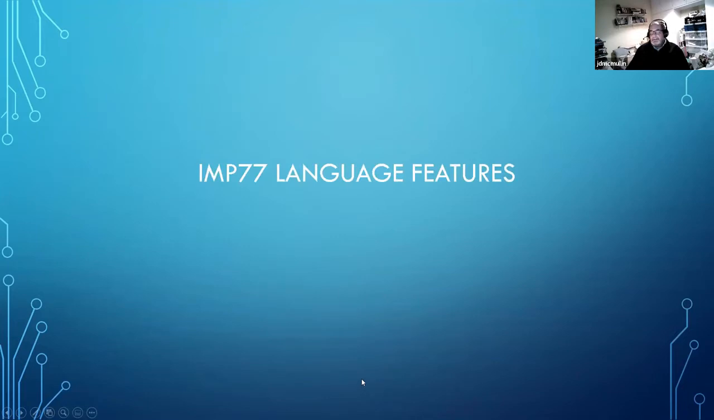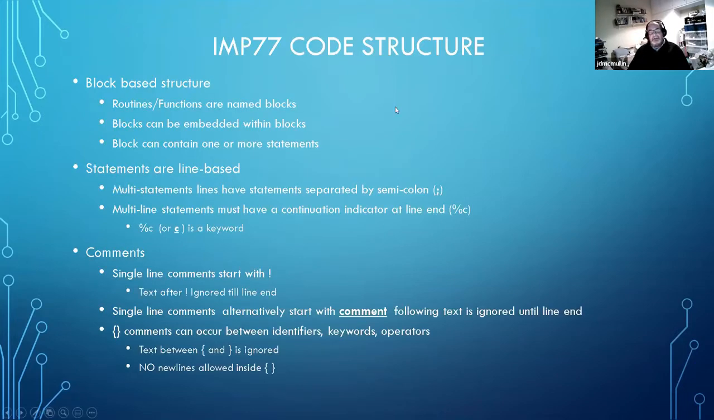So, what are the features of IMP77? Basically, it's block-structured. You've got a block of code which can be named as a routine or a function. You can have blocks within blocks, just like C, and a block contains more statements. But statements are line-based. It reads a line, deals with it, and then goes on to the next one. You can have multiple statements on a line, separated by a semicolon.